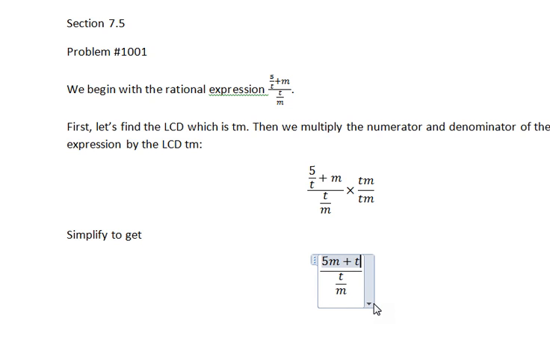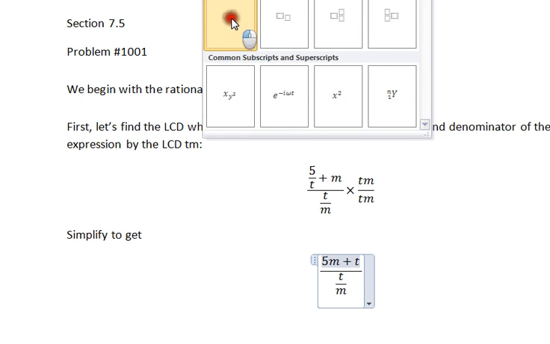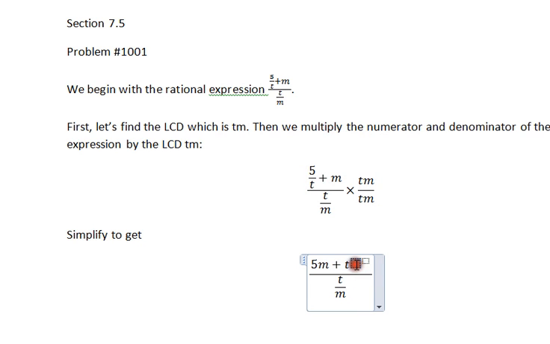Now to do the square button, I need to again go up to my tools and click on this button, the script, which is going to allow me to give this an exponent. So I'll put m in the base and the exponent of 2 that goes with the m. Notice that because there's no parentheses, the squared is not being applied to the t.